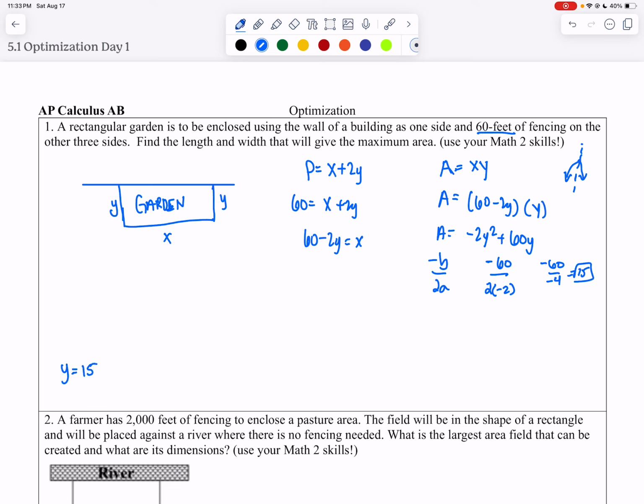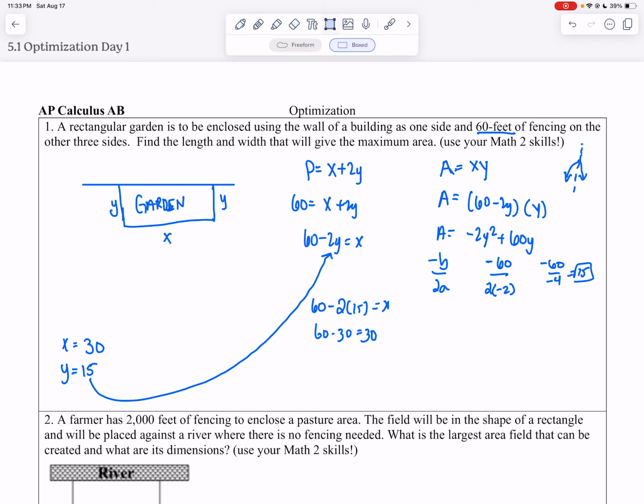And if my Y value is 15, and I were to substitute 15 here, I'm going to get 60 minus 30, or 30, as my X value. So this tells me that my length needs to be 30 and my width needs to be 15 on both sides. And this is going to tell me my maximum area if I just multiply it out. If I multiply it out, 30 times 15 is going to give us 450 feet. Yay!